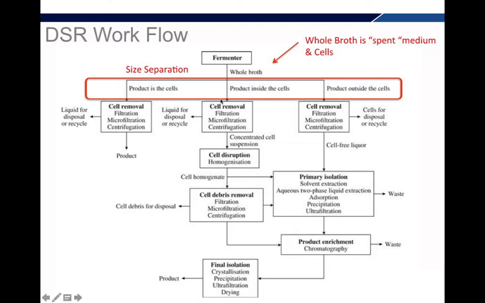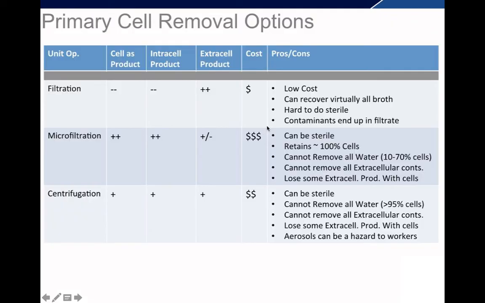And depending on where your product is, if it's inside the cells, or outside of the cells, it would depend on which fraction you would keep. You would either keep the broth or you would keep the cells. But in either case, there are three primary ways you would do this separation based off size: filtration, microfiltration, or centrifugation. There are some practical differences when you're comparing filtration, microfiltration, and centrifugation.